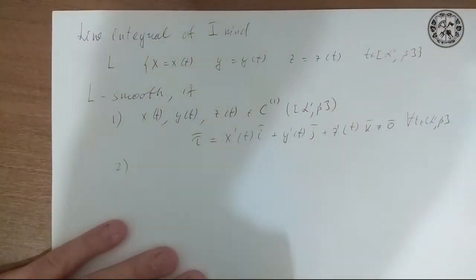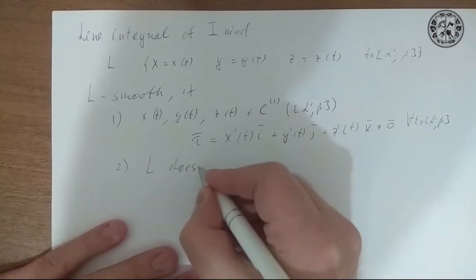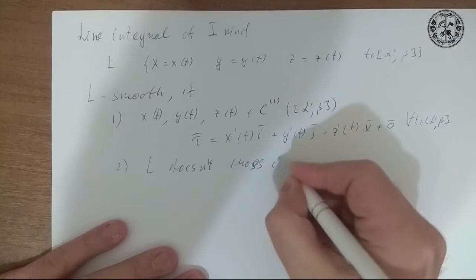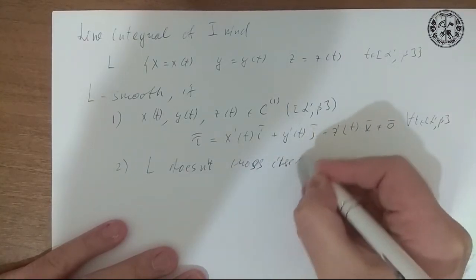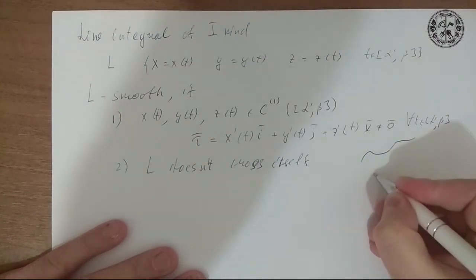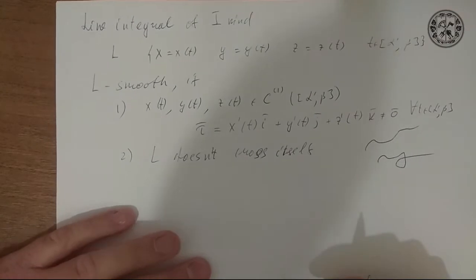And second requirement that L does not cross itself. So this one will be the smooth curve, and this one won't be a smooth curve.